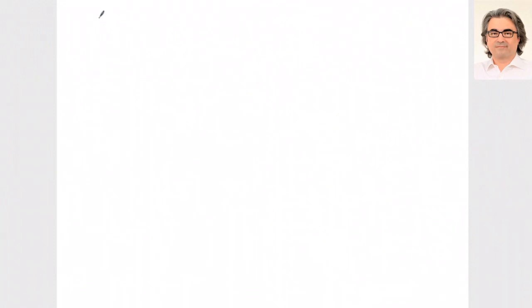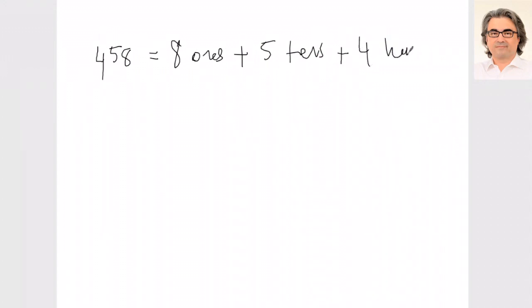I told you before that the meaning of any digit is the number of powers of 10. Now let's write the expanded form of a given whole number with the powers of 10. The last example, let this be 458. Let's write in the old style. What does 8 mean? I have 8 ones plus 5 tens plus 4 hundreds.